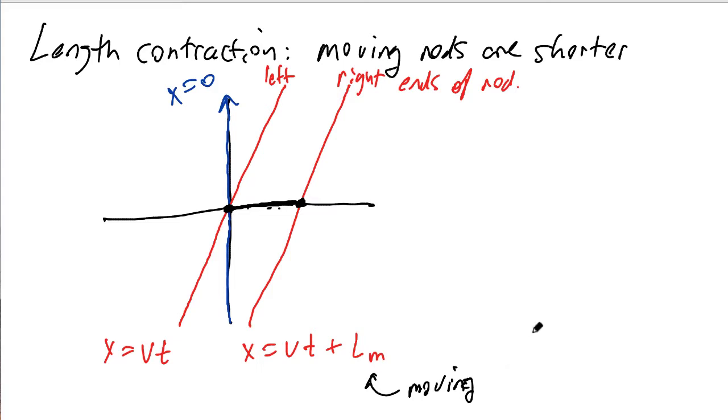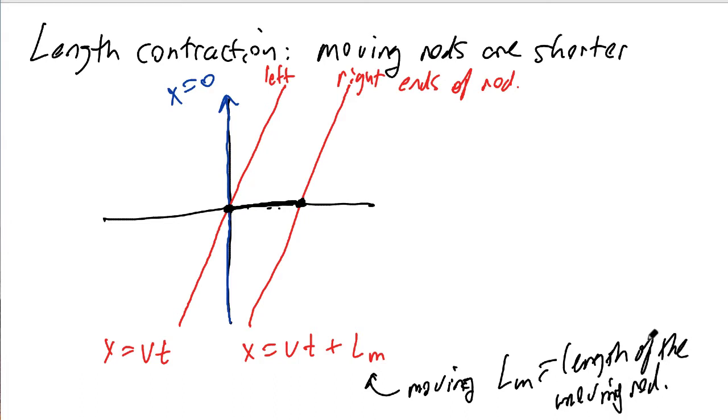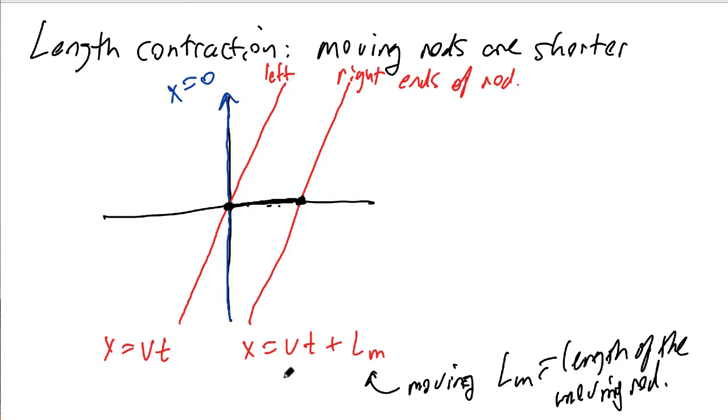So in other words, this is the length of the moving rod as seen by this observer who's at rest at x equals 0. Now what is the proper length of the rod? The proper length of the rod is the length of the rod as seen by an observer who's moving along with the rod. So in other words, an observer for whom the rod is at rest.